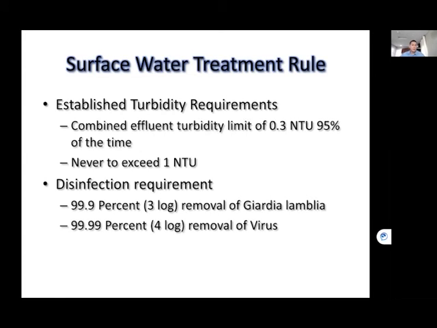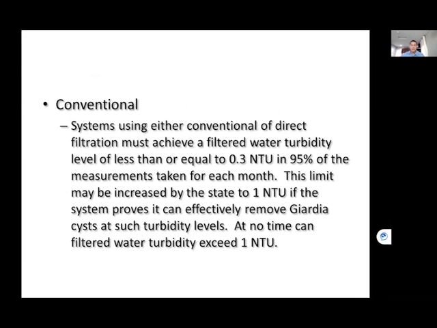The Surface Water Treatment Rule was established. It established turbidity requirements, combined filter effluent limit of 0.3, 95% of the time, never to exceed 1 NTU, and disinfection requirements: 99.9% removal of Giardia, 99.99% removal of virus, also known as 3-log, 4-log removal.